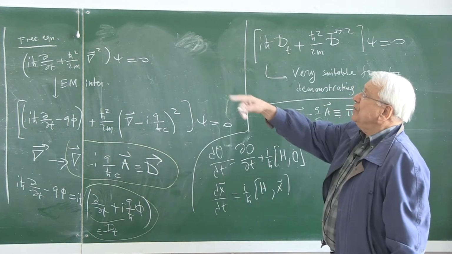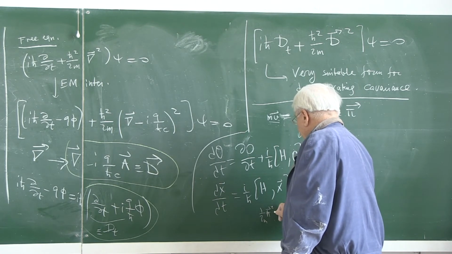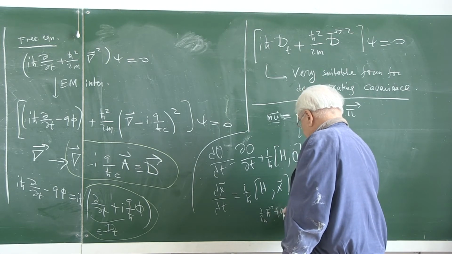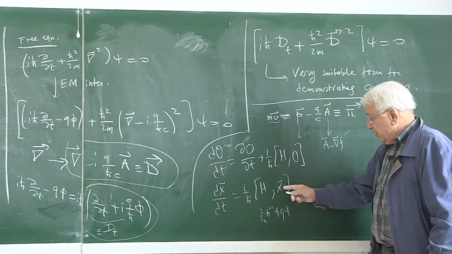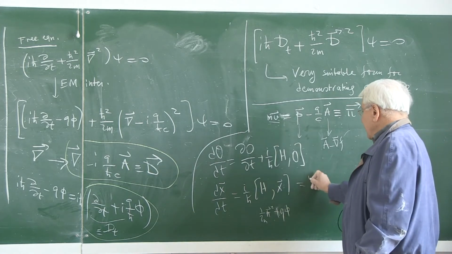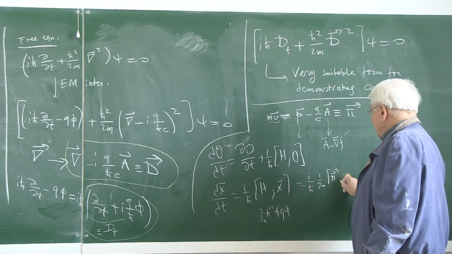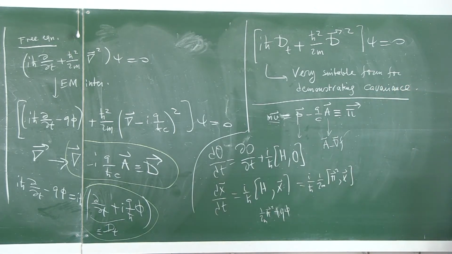So what is the Hamiltonian in this new notation? It is 1 over 2m pi squared plus q phi, which is a function of x. Being a function of x, it commutes with any function of x, so this term doesn't contribute. It is the first term which contributes, i over h bar, 1 over 2m, the commutator of pi squared and x. What is that commutator? That commutator can be computed without too much difficulty. It's not a trivial commutator, but what do you do?